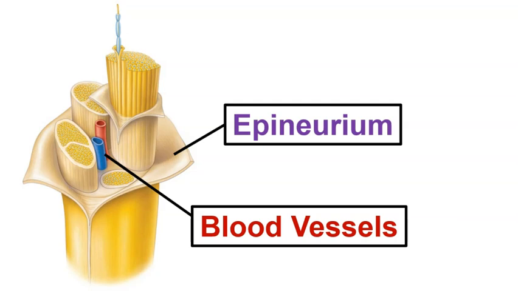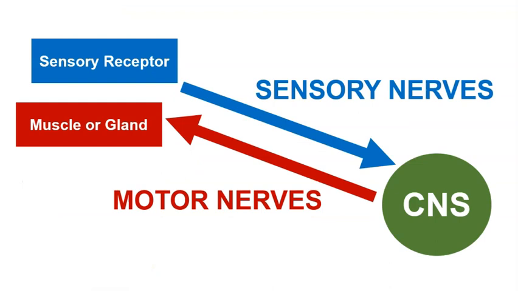Superficially, the fascicles of the nerve are held together by a fibrous connective tissue called the epineurium. We see that blood vessels, that is small arteries and veins, are found between the fascicles, and these vessels deliver nutrients and oxygen as well as removing wastes. But functionally, the nerves may be sensory nerves, motor nerves, or mixed nerves.